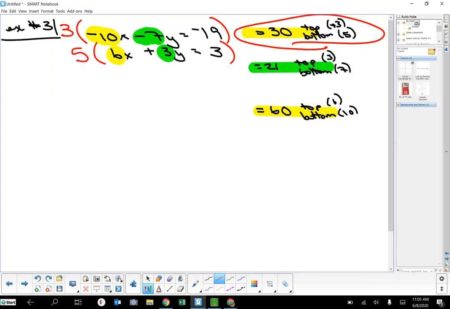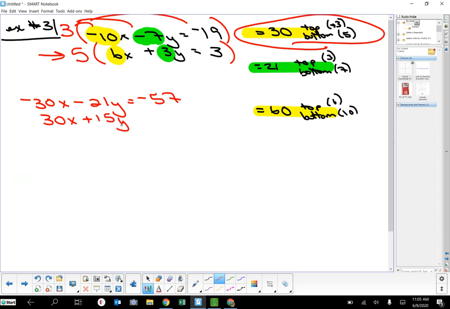And when I do that, again, I want to write these right over the top of each other. So make sure you distribute to all 3 parts of the equation. And I've already done this, so the math is all worked out. So I have negative 30x minus 21y. Negative 19 times 3 is negative 57. And then I'm going to do the second equation right here. 5 times 6x is 30x. 5 times 3y is 15y. And 5 times 3 is 15. So that's multiplying those guys.